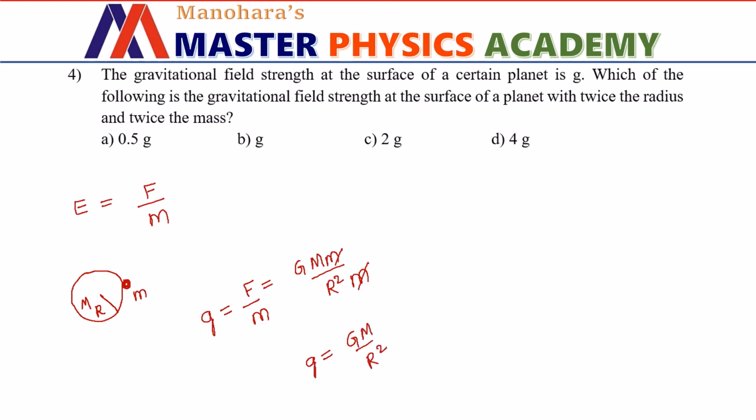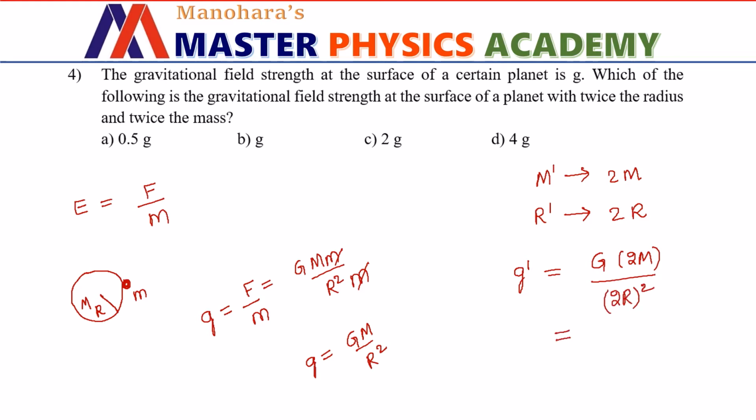Now we do have another planet with mass given as 2 times the mass of the first planet, and radius will be equal to twice the radius of the first planet. Now its gravitational field strength at the surface of the planet will be given by formula G into 2 times M divided by 2 times R whole squared. Solving this, we will be getting the final answer as g divided by 2. Hence the option A is the correct choice.